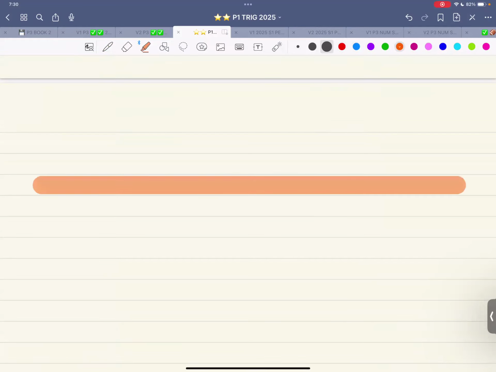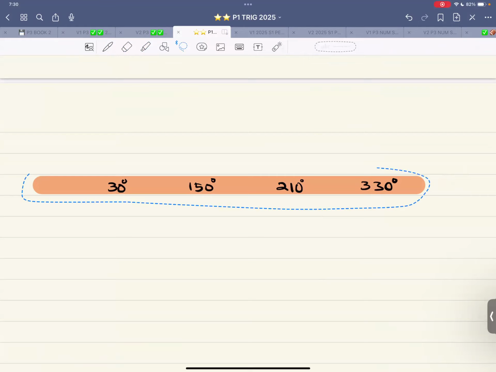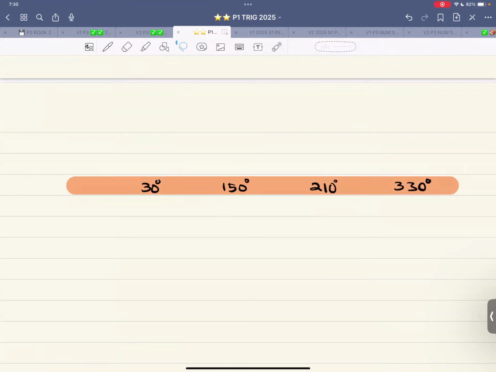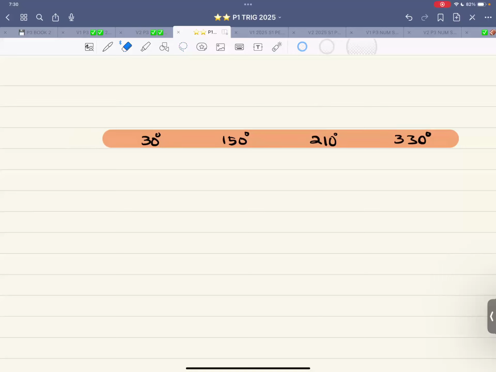4 angles. That is 30, 150, 210, 330 degrees. And let me just shorten it. And let me write the ratio from here. That is sine. Sine of 30 is 1 over 2. Sine of 150 is 1 over 2. Sine of 210 is negative half. Sine of 330 is negative half.